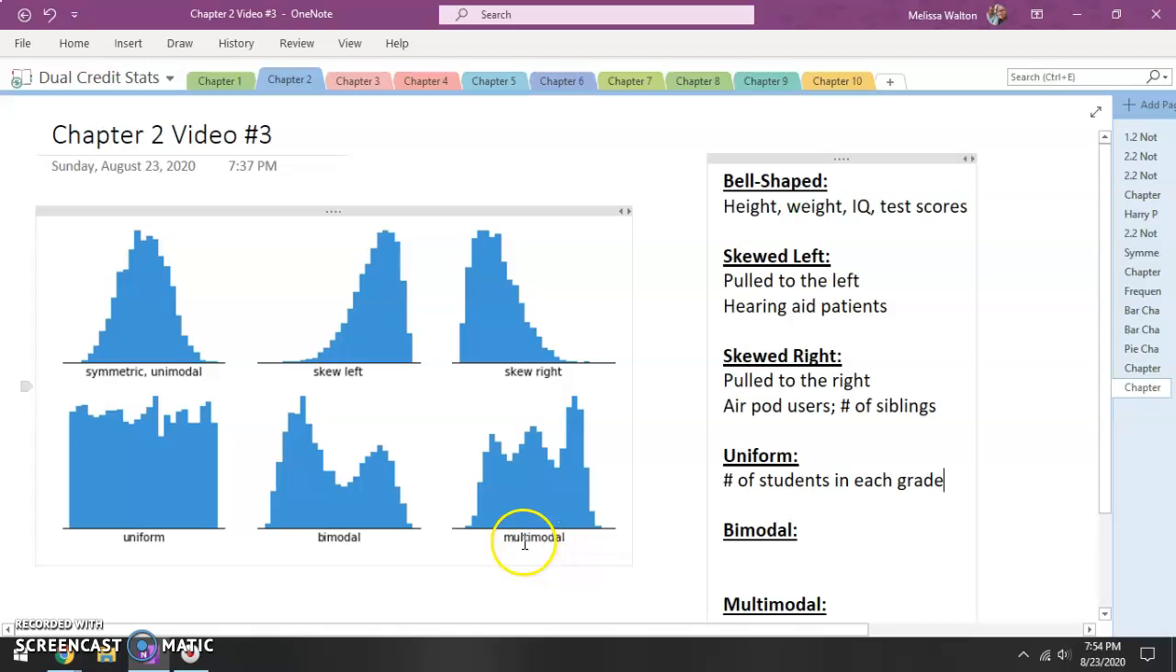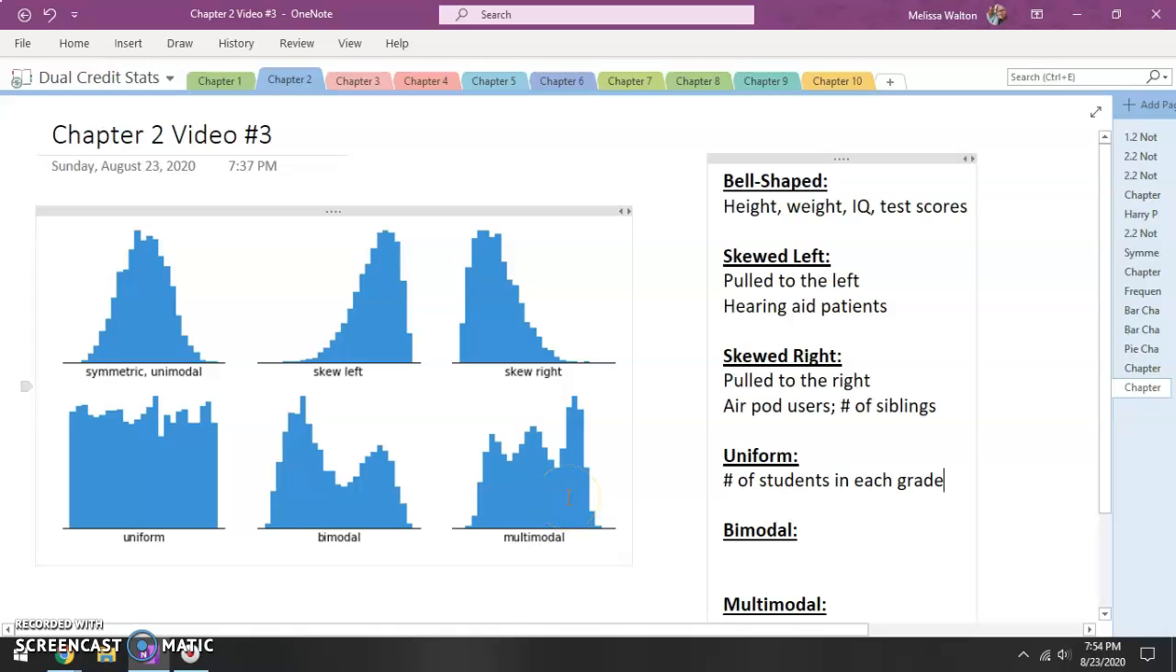Some good examples of multimodal: I'm going to say McDonald's drive-through customers. Think about it. It peaks in the morning, peaks in the afternoon, and then it might peak at night as well. For bimodal, let's say number of children sleeping. There's probably a really big peak at night of kids sleeping, and then it also peaks in the daytime as well when they are taking their naps.